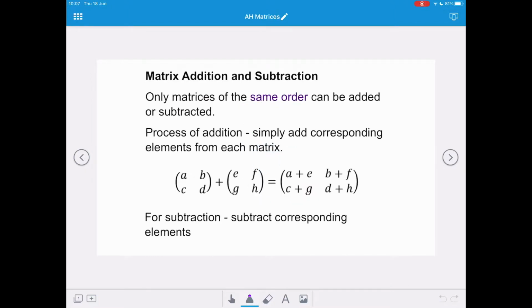So when we're doing matrix addition and subtraction, we can only add and subtract matrices of the same order. Because the process of addition, we simply add the corresponding elements from each matrix. So if they had a different order, then you wouldn't have elements that match up. So you can see here, for matrix A, B, C, D plus E, F, G, H, we get the resultant matrix of A plus E, B plus F, C plus G, and D plus H. For subtraction, we have to subtract the corresponding elements with the same process.